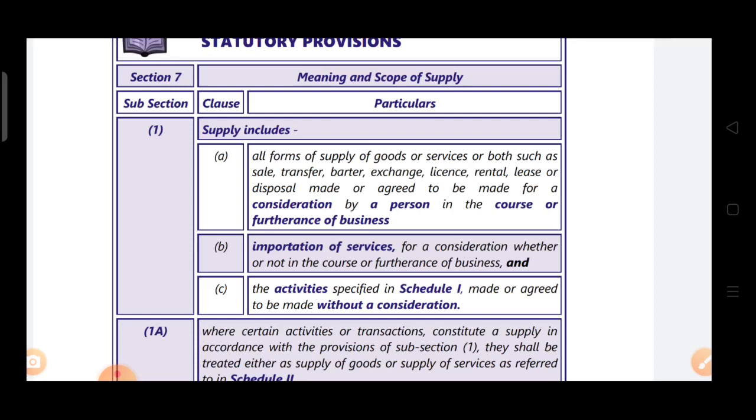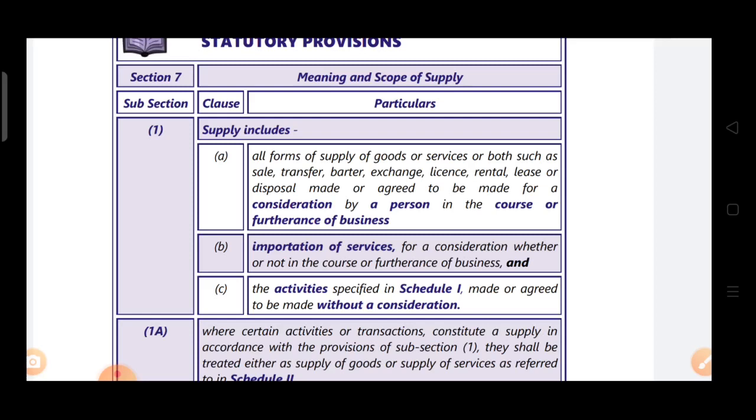Okay, and it should be consideration by a person. Person definition we have already done. So supply includes this. Now, in point number B, they have given importation of services. Supply includes importation of services for a consideration whether or not in the course of furtherance of business. Means when a service is imported, that is supply, and for that service, if consideration is paid, consideration must be paid, then only that is supply.